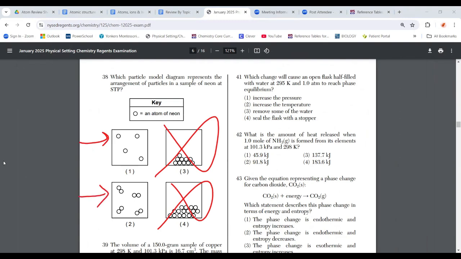One thing you could do is know your diatomic molecules by heart, the magic seven: hydrogen, nitrogen, oxygen, fluorine, chlorine, bromine, and iodine. And neon's not on that list. So he should not be represented as a diatomic molecule. That leaves that one out.